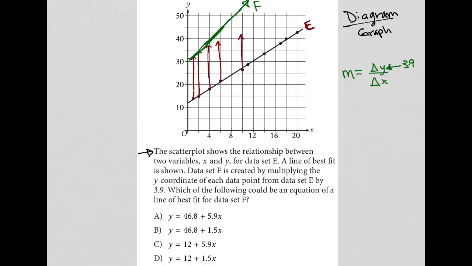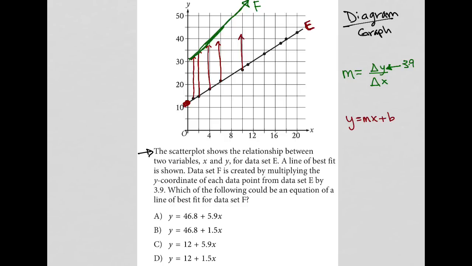Okay, so then it says, which of the following could be an equation of a line of best fit for data set F? All right, so data set F, so I'm going to do it all in comparison to data set E. So data set E has a y-intercept. Again, because I'm looking at lines, I'm thinking about y equals mx plus b.